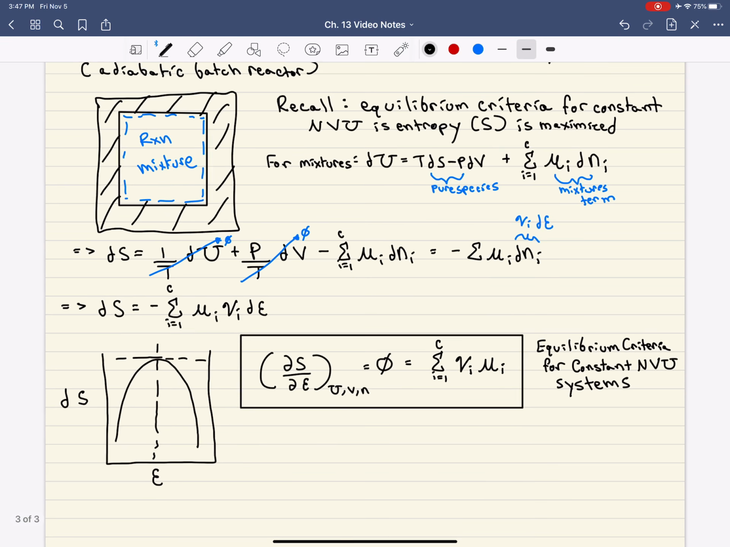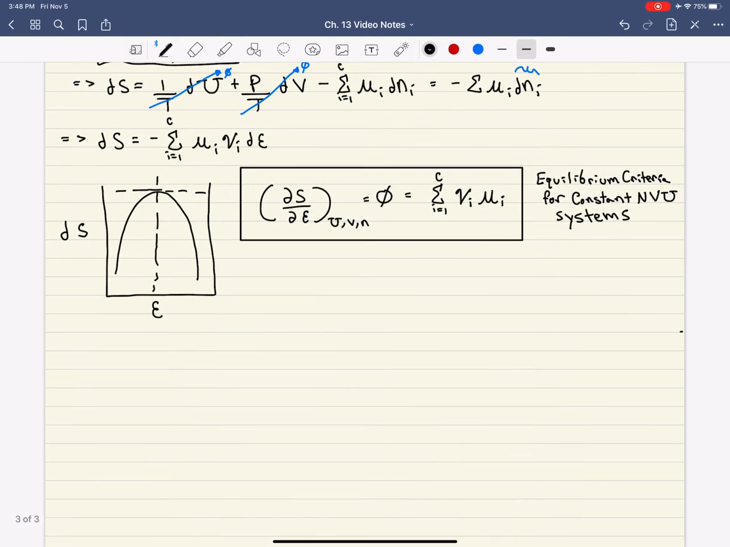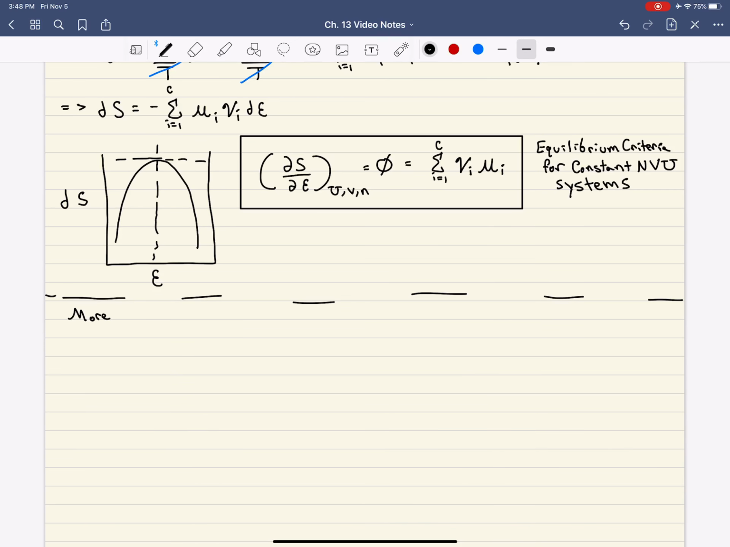So we looked at the equilibrium criteria for a constant NVU system, which would be like some sort of adiabatic batch reactor. But more commonly, or like in real life, a reactor would not be run under those conditions, but rather, more commonly, reactions are run under constant N pressure and temperature conditions. So constant NPT conditions.